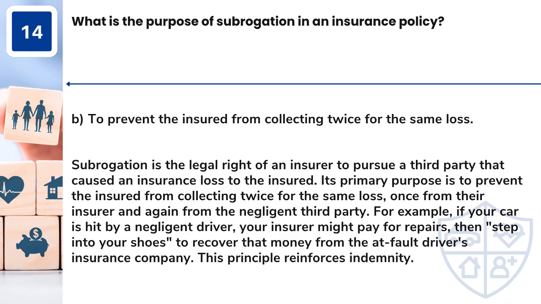Answer: B. To prevent the insured from collecting twice for the same loss. Subrogation is the legal right of an insurer to pursue a third party that caused an insurance loss to the insured. Its primary purpose is to prevent the insured from collecting twice for the same loss, once from their insurer and again from the negligent third party. For example, if your car is hit by a negligent driver, your insurer might pay for repairs, then step into your shoes to recover that money from the at-fault driver's insurance company. This principle reinforces indemnity.